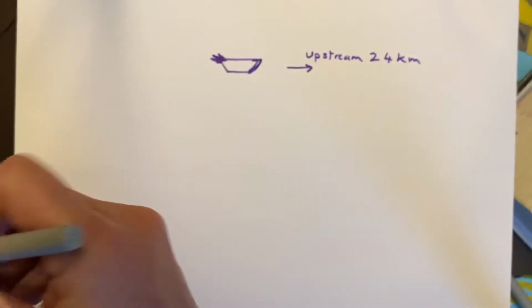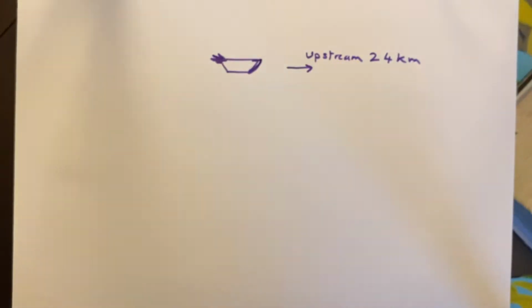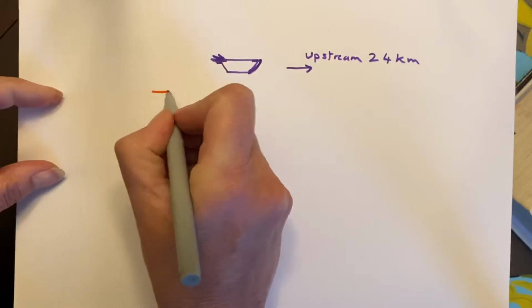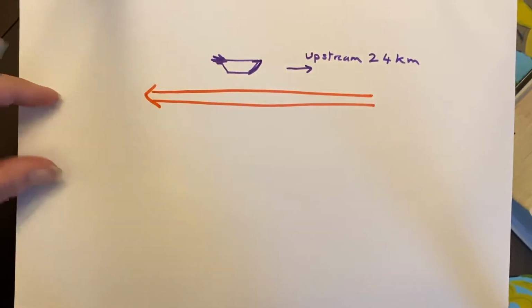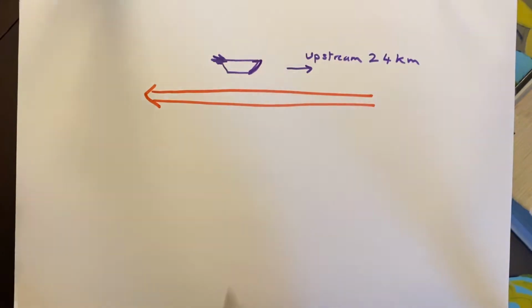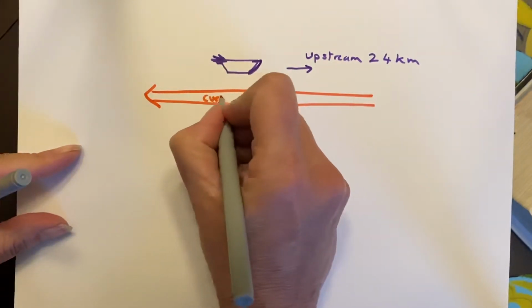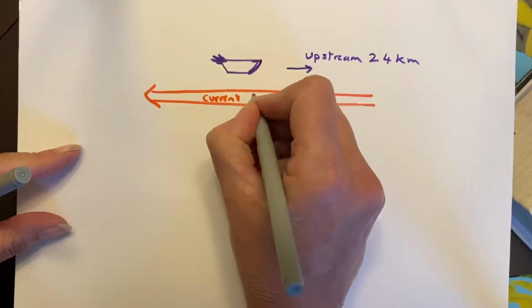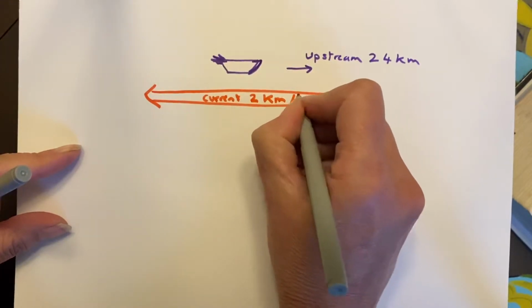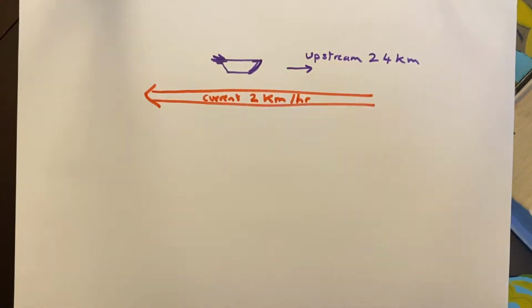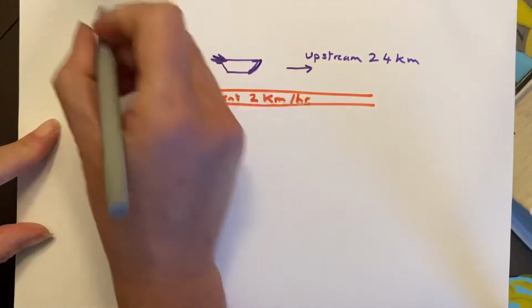If it's going upstream, it means it's going against the current. So I've got a current that's going to go in the opposite direction. And I'm told that the current is 2 kilometers per hour. So I know the speed of the current. So first the boat goes upstream against the current.